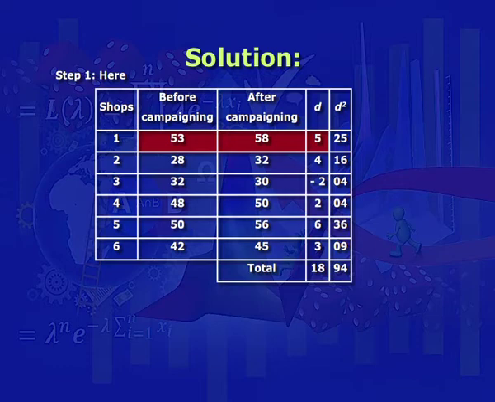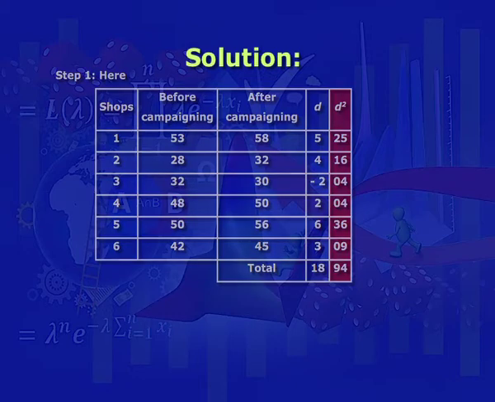That means 53 and 58, the difference is 5. Similarly, 28 and 32 difference is 4. Here the difference is calculated as after campaigning minus before campaigning. So, similarly we can calculate the column difference D, and the last column we consider the square of the difference, that means D square. So, square of 5 is 25, square of 4 is 16, and so on.